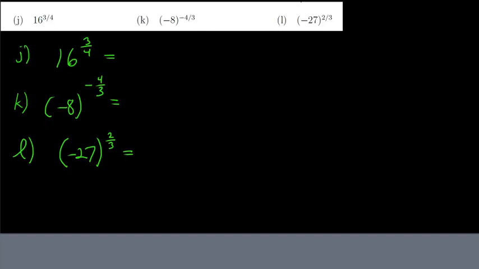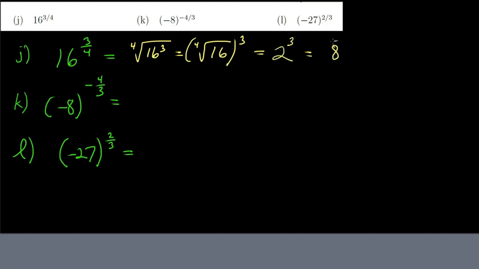Okay, J, K, and L, these should be very routine at this point, simply because there's no variables here. They're all just numbers. So 16 to the 3/4, remember, is the 4th root of 16 cubed. But instead of doing 16 times 16 times 16, which is a pretty big number, it might be more helpful to do the 4th root of 16 first and then cube it. Because the 4th root of 16 is just 2, and 2 cubed is 8. That's probably the fastest way to get it.